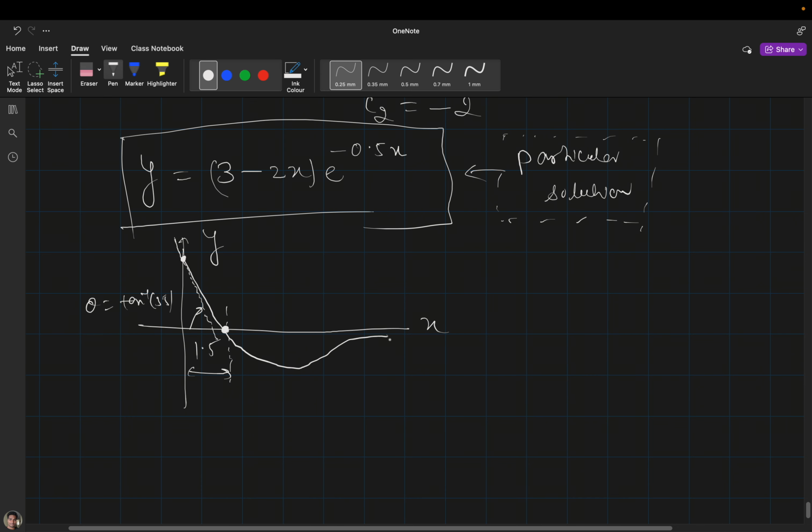So this is the case of critical damping. Damping, why? Because of this function, this graph is diminishing. Fine? Any problem here? No, sir.